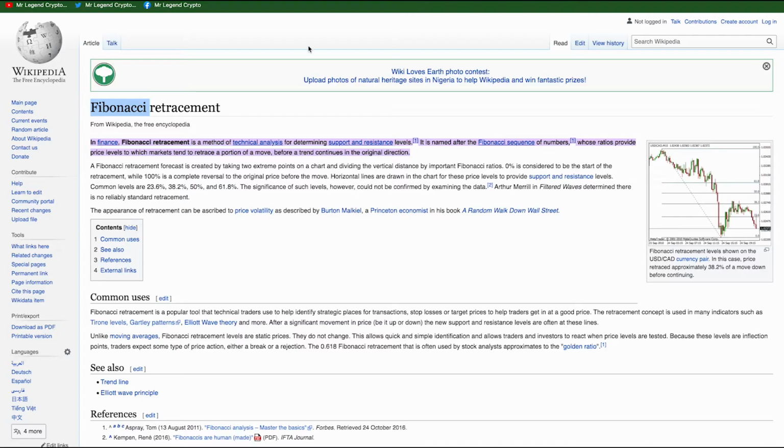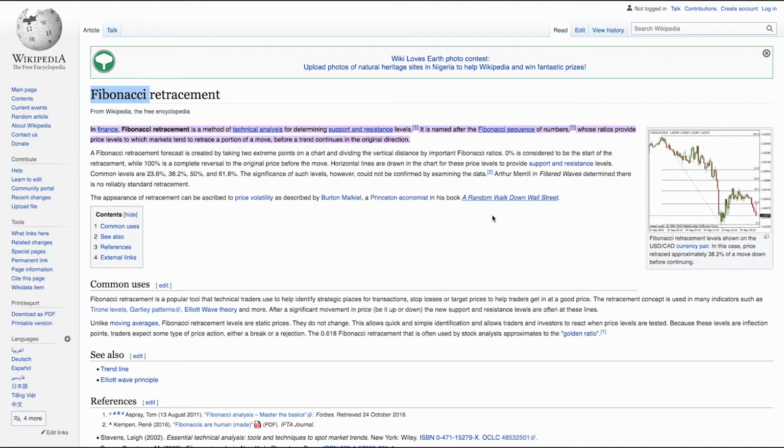Just a little history about the Fibonacci Retracement tool before we go on. Fibonacci Retracement is a method of technical analysis for determining support and resistance levels. It's named after the Fibonacci sequence of numbers, whose ratios provide price levels to which markets tend to retrace a portion of a move before a trend continues in its original direction.